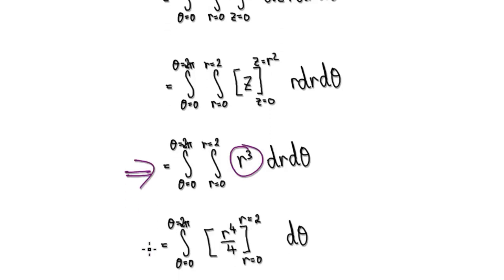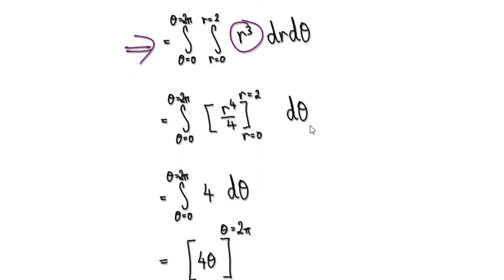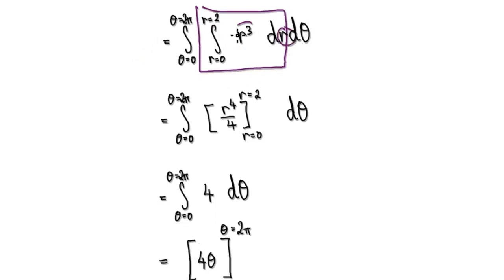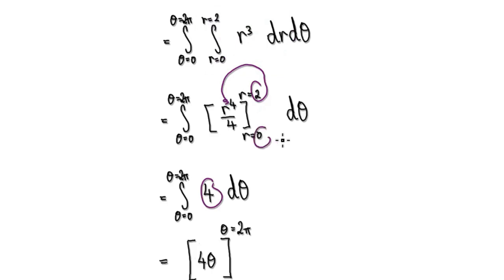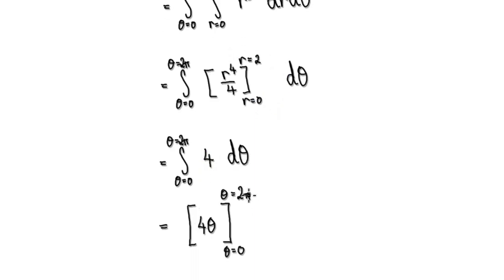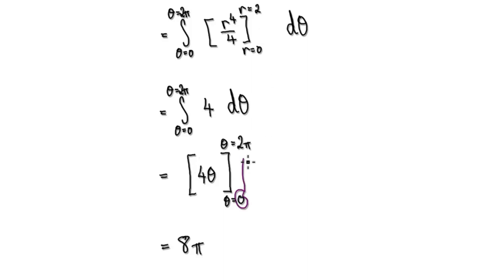Then integrate with respect to r. That will give you r to the power 4 over 4 from 0 to a radius of 2. Put 2 in, that gives you 4. Put 0 in, it will be 0. Overall it gives you 4. Then integrate with respect to theta. That gives you 4 theta from 0 to 2 pi, which equals 8 pi. So the volume is 8 pi.